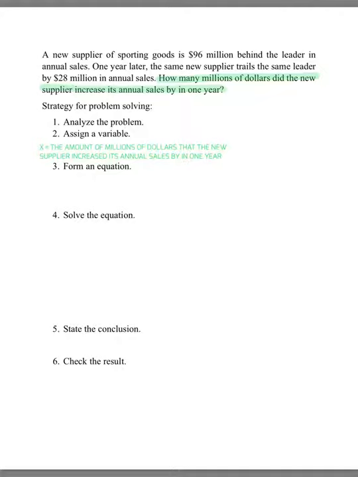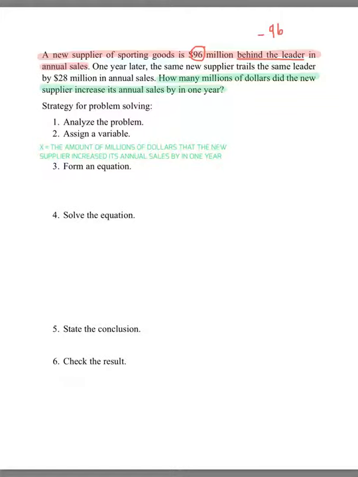Well, we know that to begin with, the new supplier of sporting goods is $96 million behind the leader in annual sales. So a key there is the word 96 million, but we're simply going to work with the 96 and behind the leader. So since you're behind, ideally you're trailing or you're missing 96, so you're going to be a negative 96 or less by $96 million.